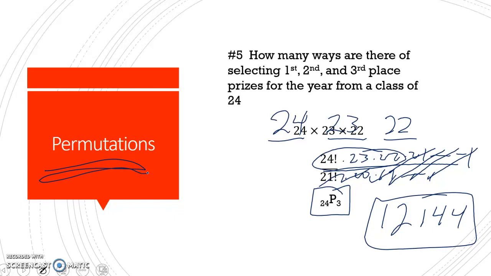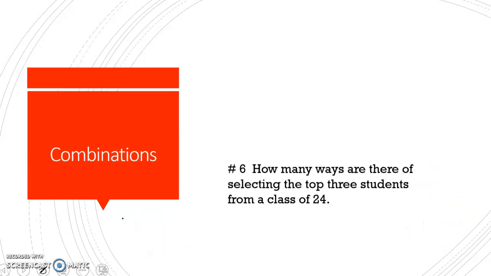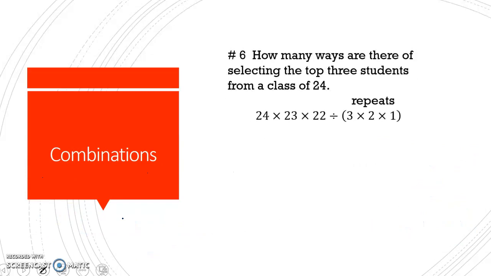So one of the things you're going to have to remember about permutations is that order matters. First, second, and third is different. If Bill gets first, that's different than if Bill gets second. Okay, so order matters on permutations. So if we go on to combinations, well, let's say we have, let me get rid of this first. How many ways are there of selecting the top 3 students of a class of 24? So this is a little bit different because now I just want a group of 3. So I can pick Al, Bill, and Chris, or Bill, Chris, and Al. It's the same thing. Chris, Al, and Bill, or Chris, Bill, and Al, they're the same thing.